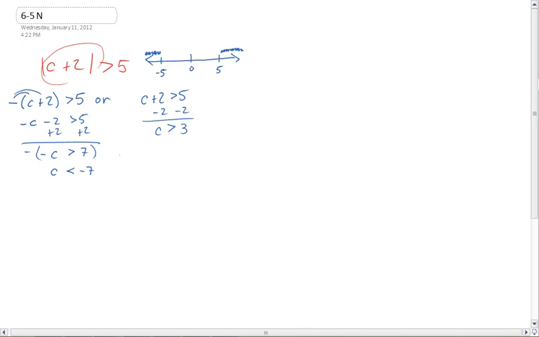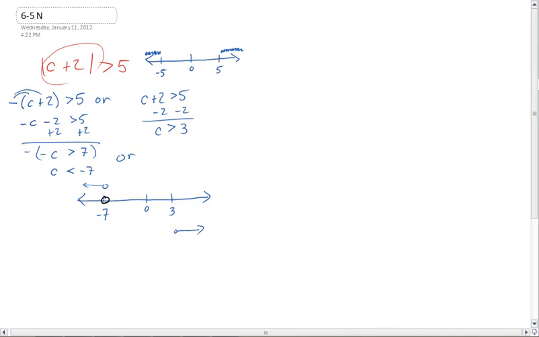So then we've got our two sides. This is an or. So if I put this on my number line, because I want to represent all the answers, I've got 0, I've got 3, I've got some negative 7. Now c is less than negative 7 here, which is going this way. And then c is greater than 3, which would be going that way. So that's my work. My final answer I'm going to put on my number line here.